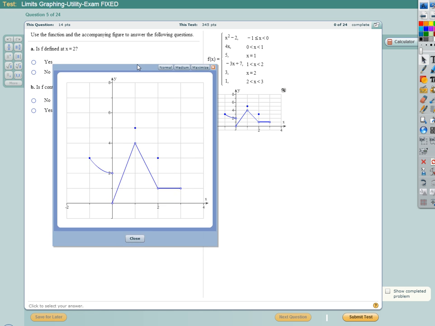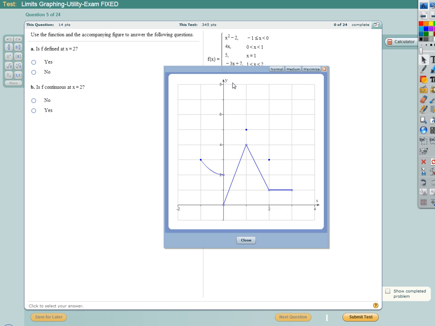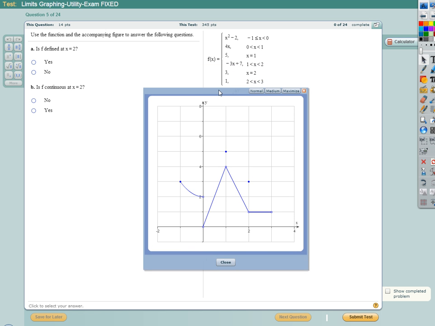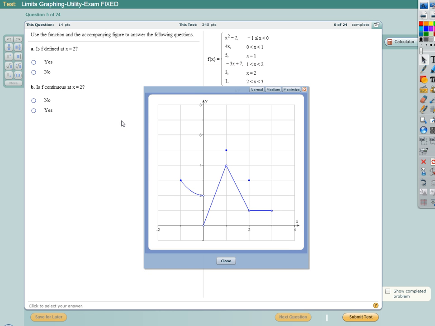They give us this piecewise function, and they just want to know a couple things about it. Stare at it for a second. Anybody want to see that? Did I hear a yes? Yes, okay, all right. Is f defined at x equals 2? Yeah, it is. It is defined, and right there I'm pointing to the value of the function.